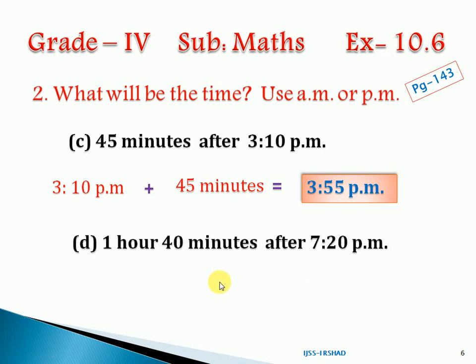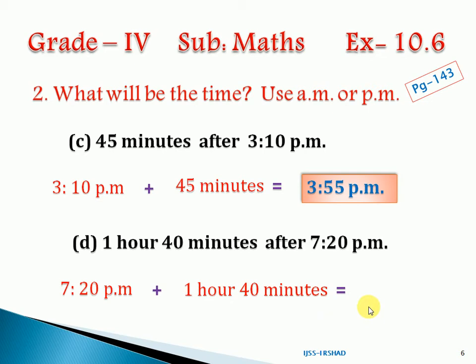Question D. 1 hour 40 minutes after 7:20 PM. So write the given time 7:20 PM. Give an addition sign. Then write 1 hour 40 minutes. Just add it. This minute part we have to add first. 20 minutes and 40 minutes will give you 60 minutes, that is equal to 1 hour. So 1 hour will move here and nothing will be left. In place of minutes it will be 00. So this 1 hour will be added to the 7 hours, making 9 hours. The unit will be PM only because it is 7 PM. So 9 PM will be the next time.